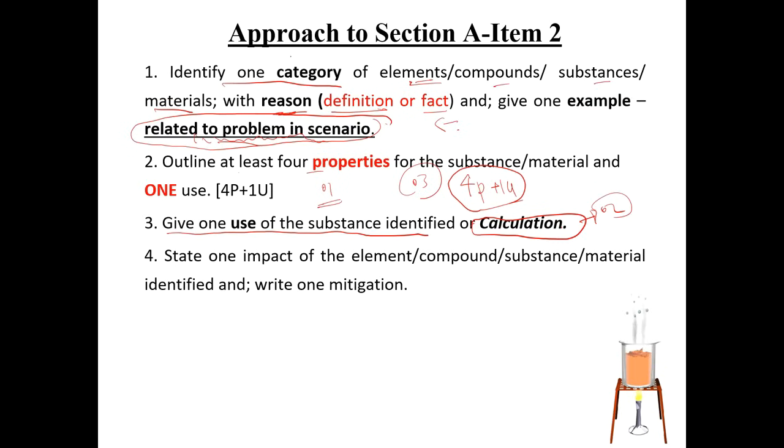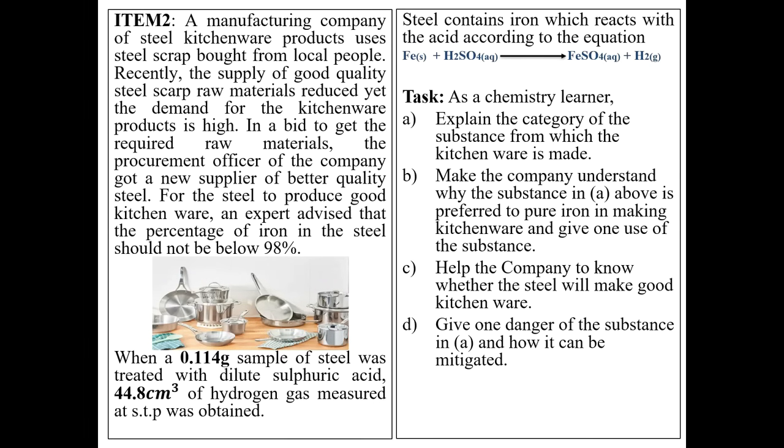Then state 1 impact of the element or compound, depending, of course. All these are put there depending on which topic we have set. So element, compound, substance, or material. Identify and write 1 mitigation. So you give the impact, so we give the danger, you explain it, and then you give the mitigation. Let's look at our example.